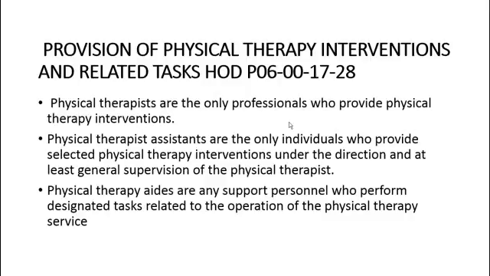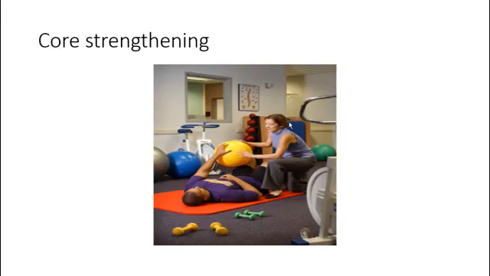And then finally, a physical therapy aide is usually an on-the-job trained person, and they perform certain tasks, again, usually more related to the operation of the physical therapy service. So these are the three types of personnel that we're going to be talking about in more detail. And again, I want to start with the physical therapist and what their role and function is.